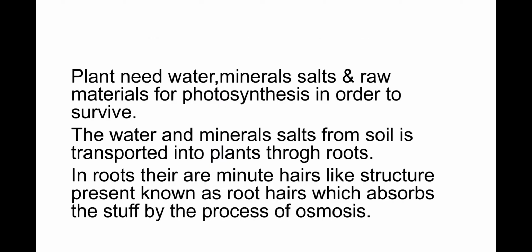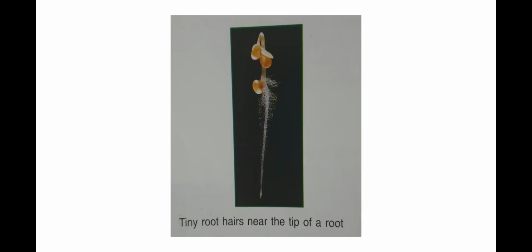Plants need water, minerals, salts and raw material for photosynthesis in order to survive. The water and mineral salts from the soil are transported into plants through roots. In roots, there are minute hair-like structures known as root hairs which absorb these by the process of osmosis. Here you can see the tiny root hairs near the tip of each root.